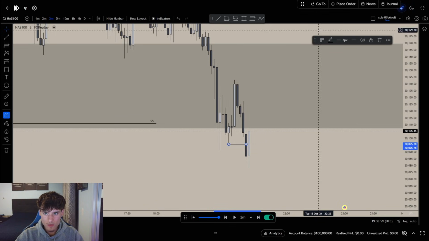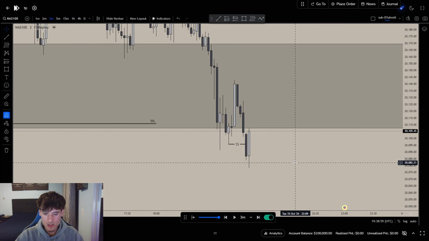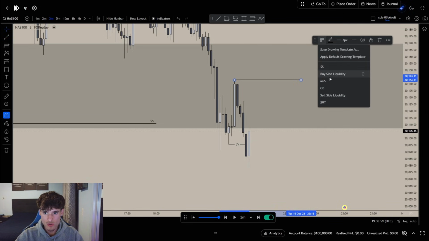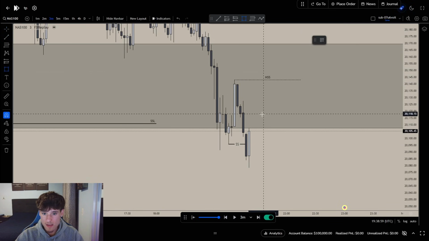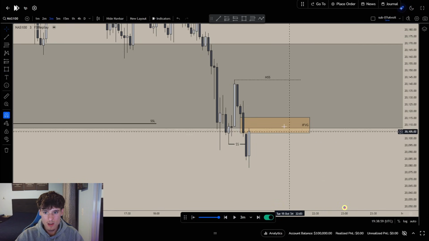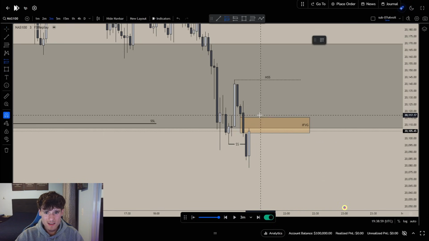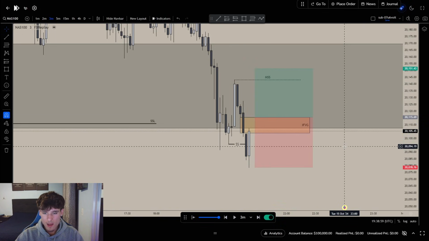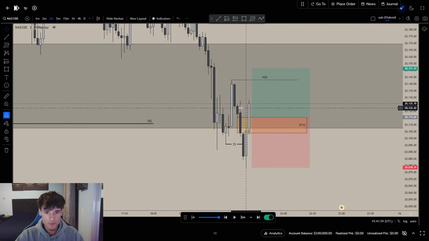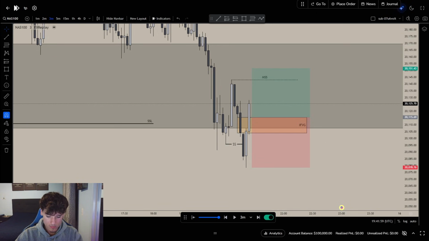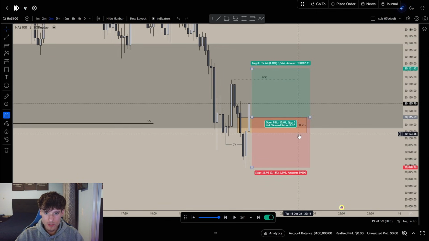What do we see over here? Well, we have a manipulation leg. So we mark that out. We have a potential market structure shift, which also could be our break even. And we have our inversion fair value gap right over here. So in my eyes, the second we were to fulfill this inversion fair value gap, I would be interested in a trade. So right over here, we take that entry. So let's enter right over here.